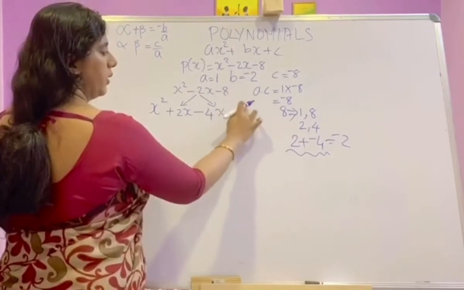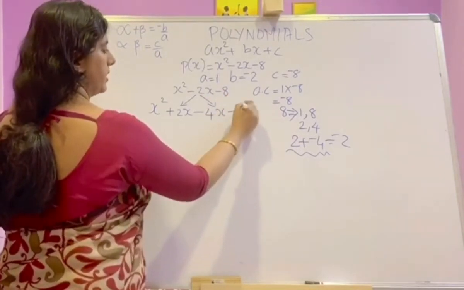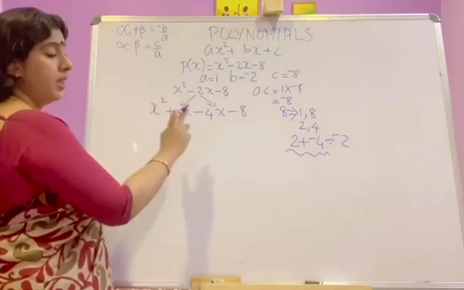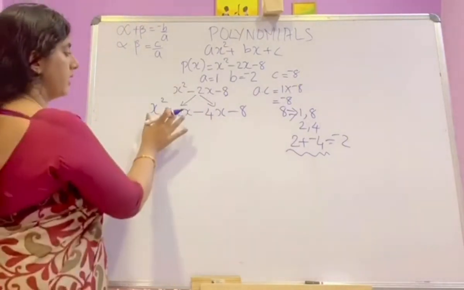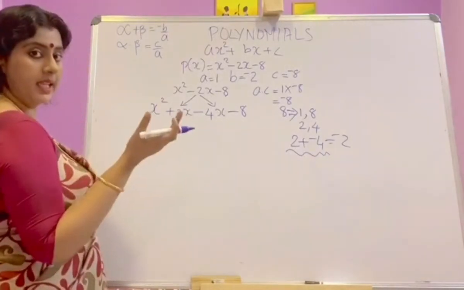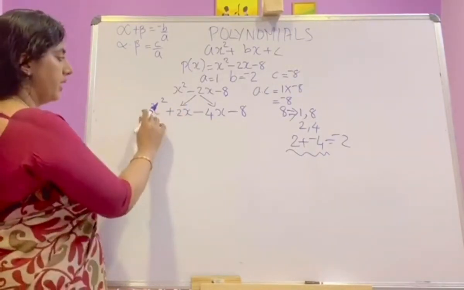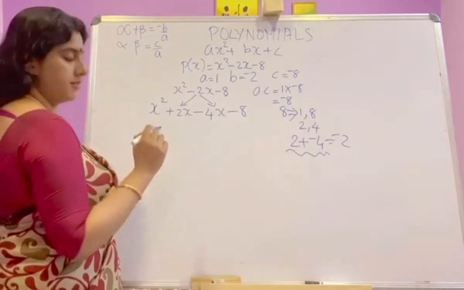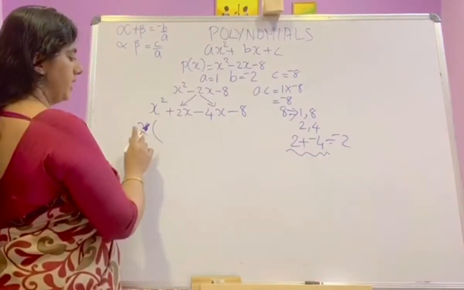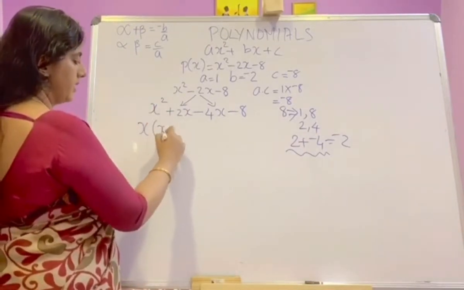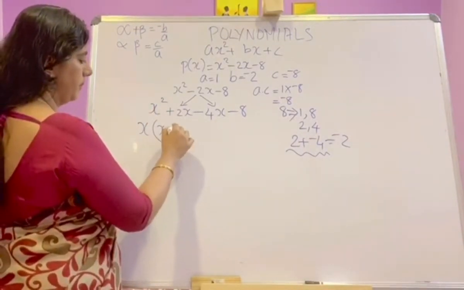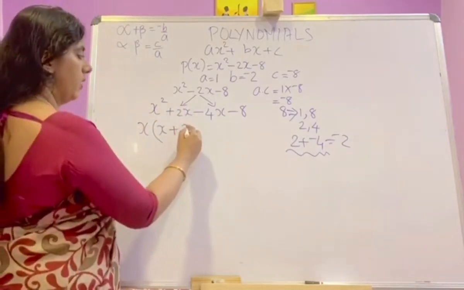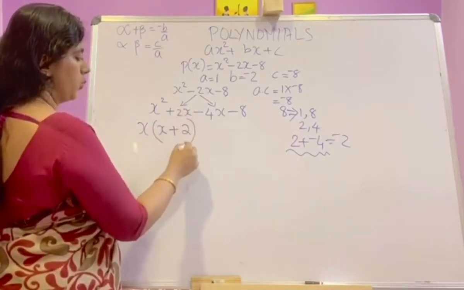Now take down this minus 8 here. So this is split into plus 2x and minus 4x. Now the next step is to consider the first two terms and take the common factor. Here, x square and 2x, the common factor is x. Taking x outside, here one x is remaining, plus from 2x, x is taken outside, so here there will be only 2.